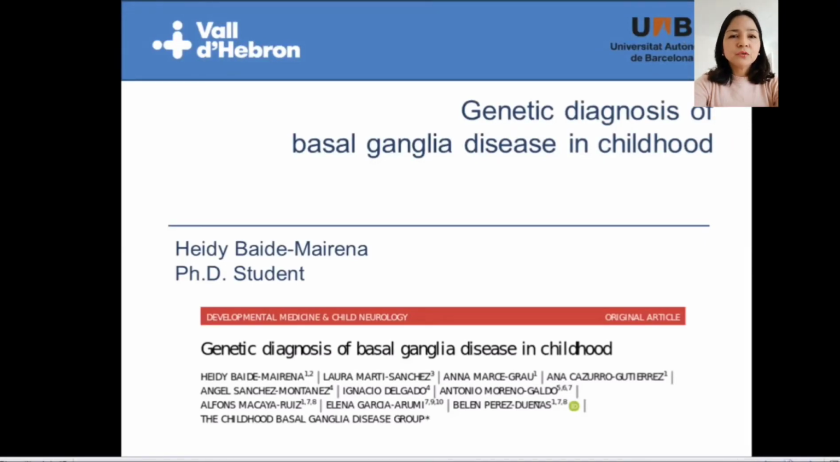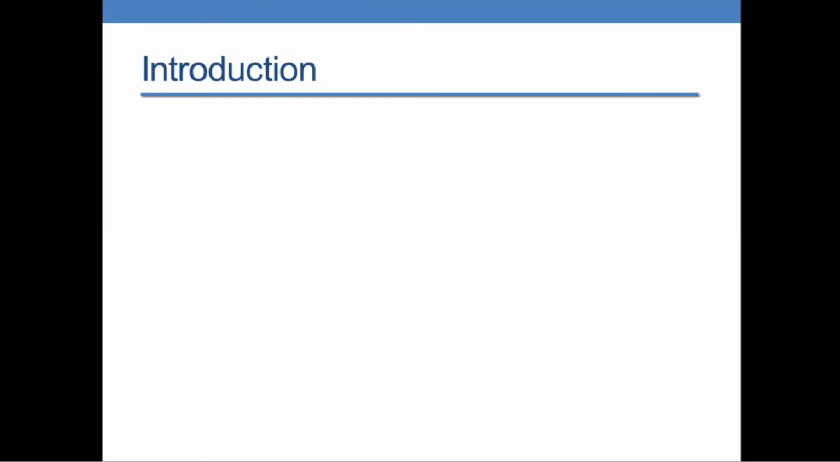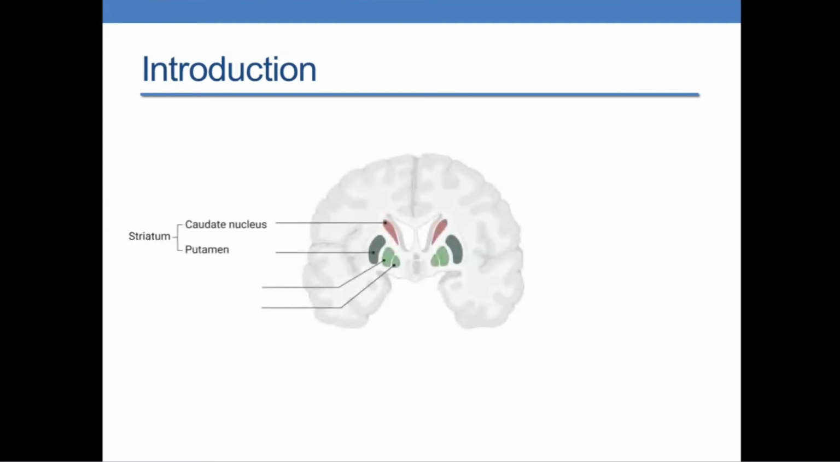I'm a pediatric neurologist and a PhD student from Autonomous University of Barcelona at Vall d'Hebron Hospital campus. Today, I'll be presenting a recent publication in Developmental Medicine and Child Neurology entitled Genetic Diagnosis of Basal Ganglia Disease in Childhood. Basal ganglia lesions in childhood commonly affect the caudate, putamen, and globus pallidus, causing neurological regression, movement disorders, and prominent disability.